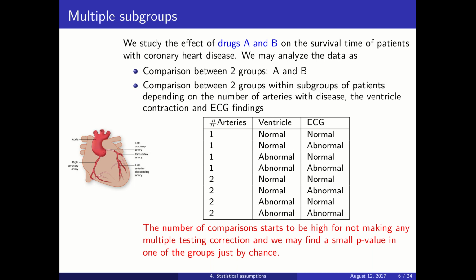And what is not allowed at all is to start doing these subgroup comparisons once you have seen that the comparison between the two groups... So you initially plan to do a comparison between two groups, A and B. It doesn't work, there is no significant difference. And then you start dividing in subgroups and see whether in one of the subgroups you have a significant difference.